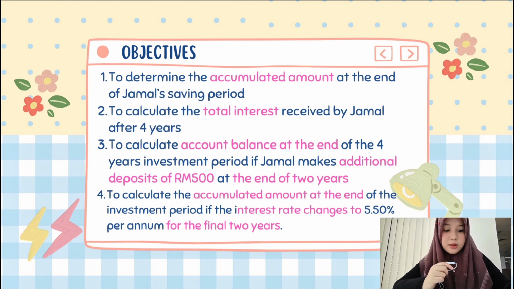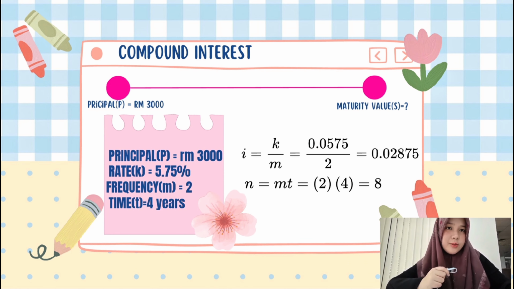So for this slide, we will focus on these goals. First, to determine the accumulated amount at the end of Jamal's saving period. Second, to calculate the total interest received by Jamal after 4 years. Third, to calculate the account balance at the end of the 4 years investment period if Jamal makes an additional deposit of 500 ringgit Malaysia at the end of the 2 years. And lastly, we will see the impact on his final balance if the interest rate drops to 5.5% for the last 2 years.